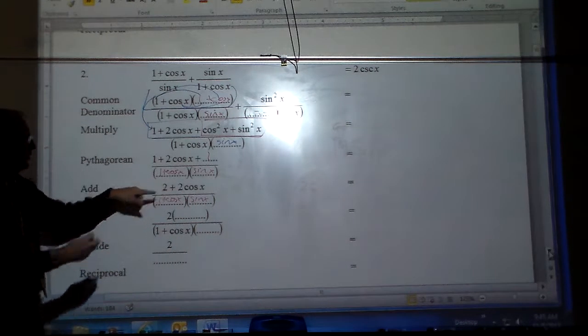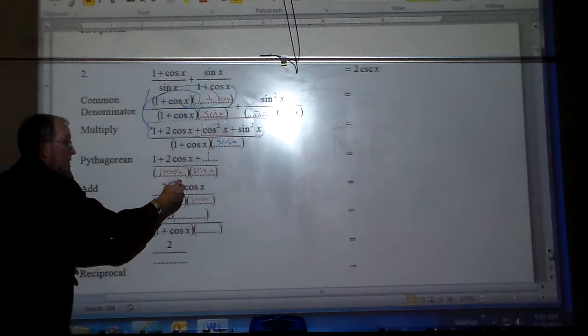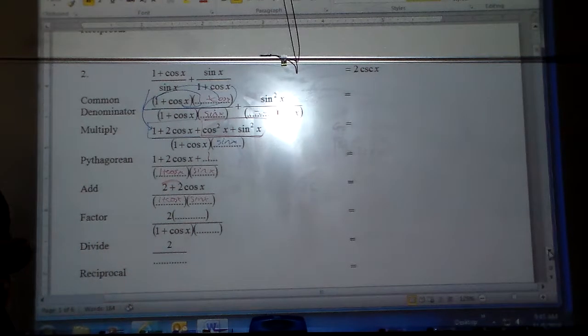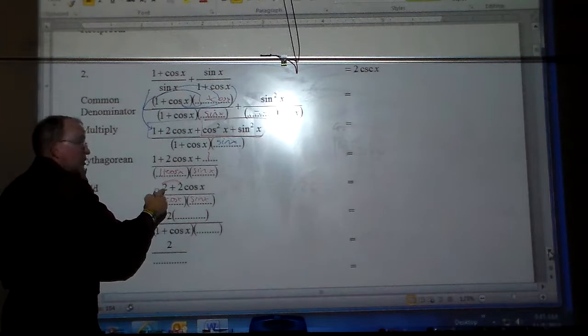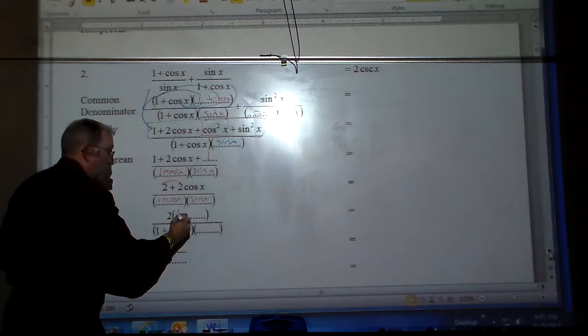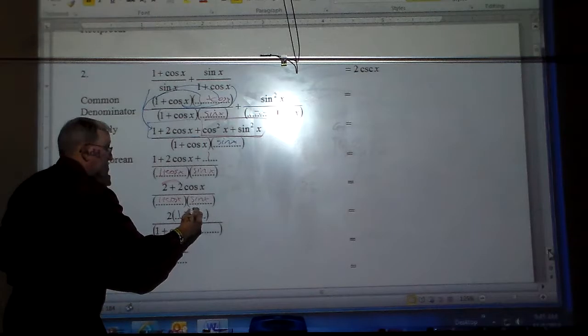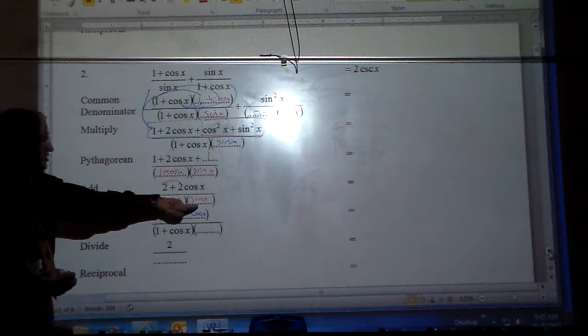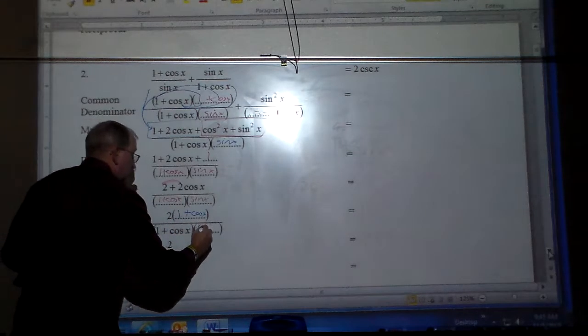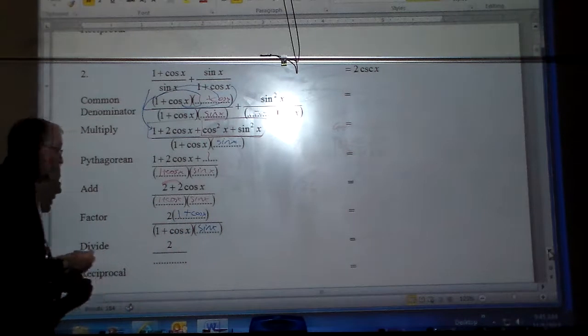What's common to both of these? Cosine x. No. The 2. If I take a 2 out, what's 2 divided by 2? 1. And 2 cosine x divided by 2 makes what? Cosine x. And the bottom one still didn't change.